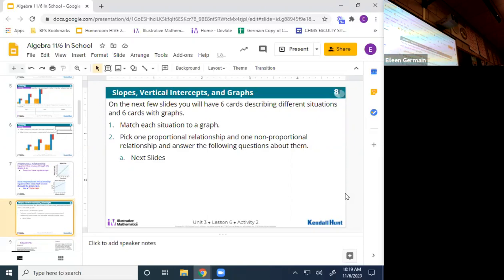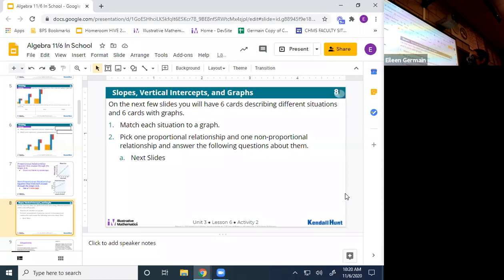Okay? So on the next few slides, you're going to have 6 cards describing different situations and 6 cards with graphs. We need to match each situation to a graph. Then we're going to pick one proportional relationship and one non-proportional relationship and answer the questions on the slides about them. So let's see what that means.